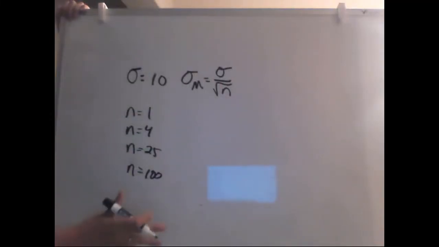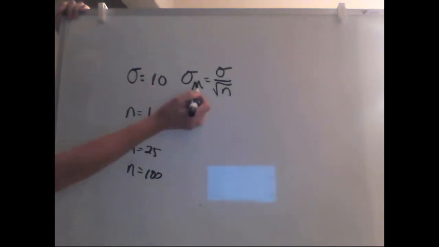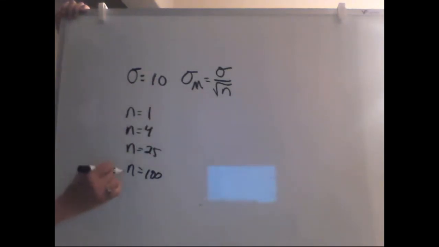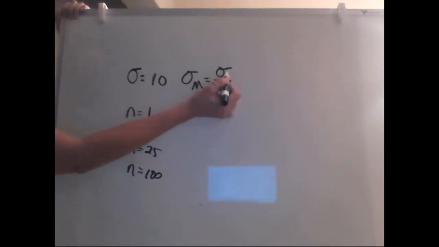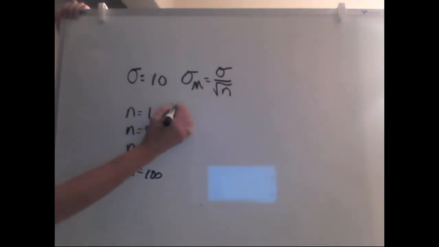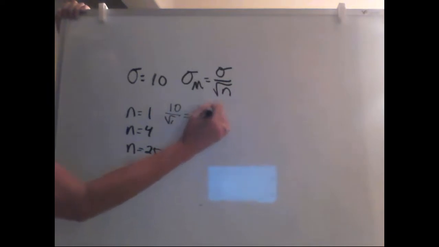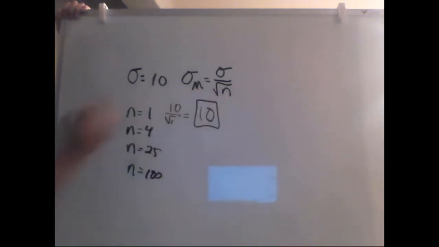For this next learning check, we have everything the same except for our standard deviation of the population, which is 10. So I'm going to figure out the standard error of the mean for each of these different sample sizes. We'll start with a sample size of 1. We take the standard deviation of the population 10 divided by the square root of 1, which is 10 divided by 1, which means our standard error for an n of 1 is going to be 10. It's equal to the standard deviation with an n of 1.